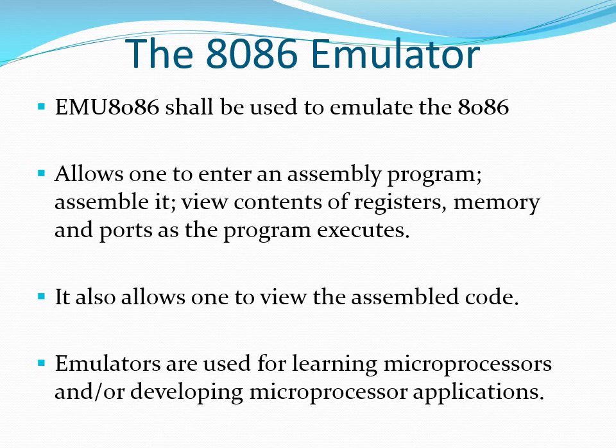The emulator allows us to enter an assembly program, assemble the program, and view contents of registers, memory, and ports as the program executes. We can also choose to view the overall results of the program after the program is executed. It also allows us to view the assembled code.